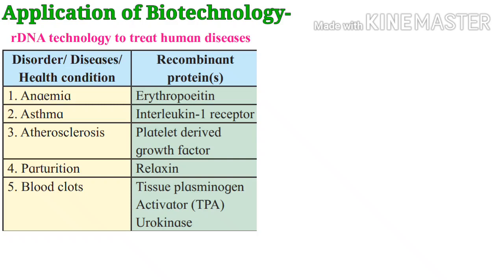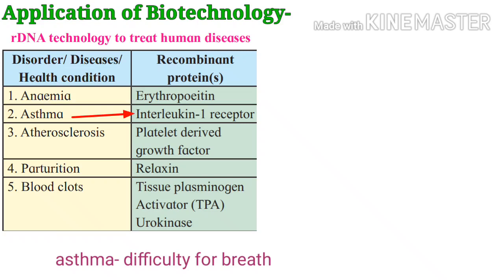Anemia can be treated by erythropoietin, not protein, erythropoietin. This erythropoietin is prepared by using recombinant DNA technology. Then another disease is asthma. It is a condition in which there are difficulties in breathing. We cannot breathe properly. That condition is called asthma. For asthma, there is a recombinant protein, that is interleukin 1 receptor. Interleukin 1 receptor is produced by recombinant DNA technology.